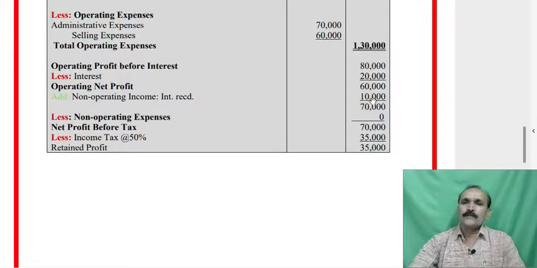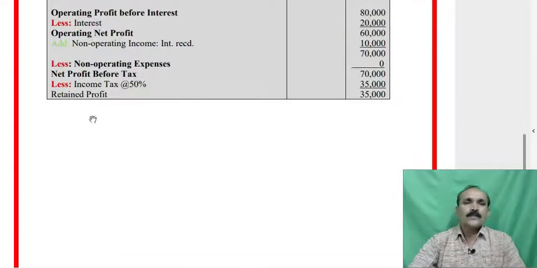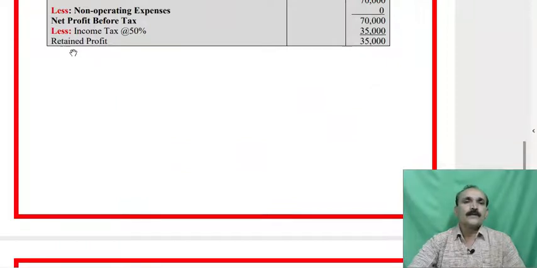Operating net profit is 60,000, add non-operating income, interest received 10,000, less non-operating expenses nil, net profit before tax 70,000, less income tax at 50% as per adjustment, 70,000 multiplied by 50 divided by 100 is 35,000. Retained earning, net profit, is 35,000.